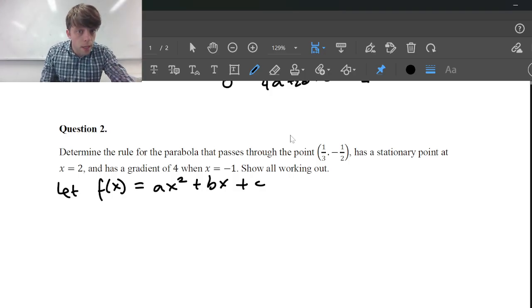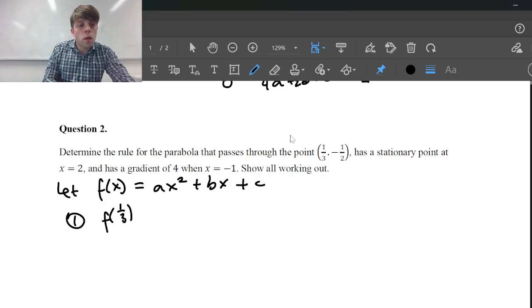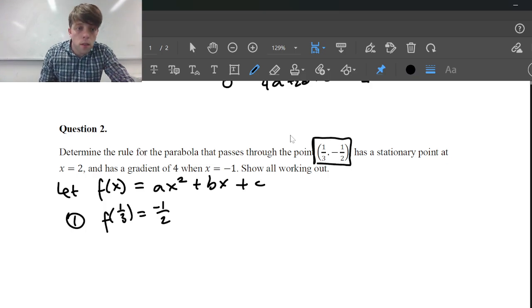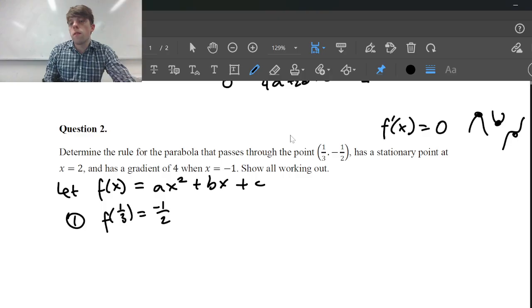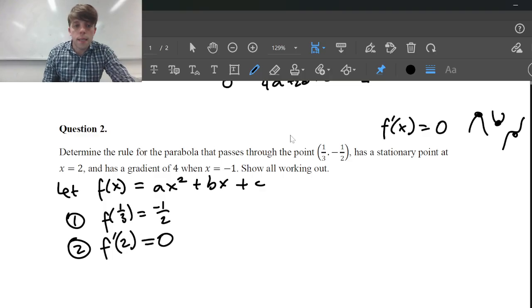And again, we've been given 3 pieces of information. The first piece of information states that the function with an input of 1/3 is equal to -1/2. That's what it means for the point to exist on the equation. Fantastic. What does it mean for it to have a stationary point at x equals 2? Let's remember a stationary point means that the derivative function is equal to 0. That's what a stationary point is. So that's like a maximum or a minimum or a stationary point of inflection, which looks like this. So let's list this out. Our second piece of information is that the derivative function, when x equals 2, is equal to 0.